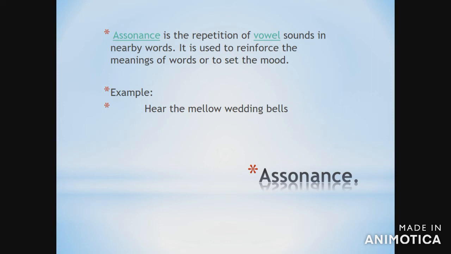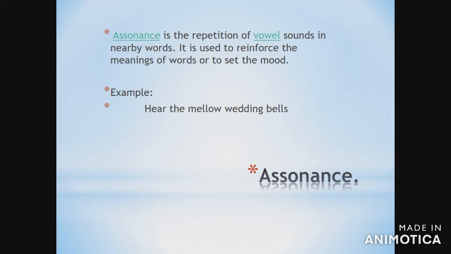So now assonance. Assonance is the repetition of vowel sounds in nearby words. It is used to reinforce the meaning of words or to set the mood. So now assonance क्या होता है? Assonance होता है कि as we know के vowel में होते हैं A, E, I, O, U. There are five vowels as we know.